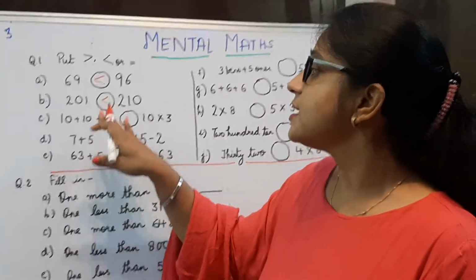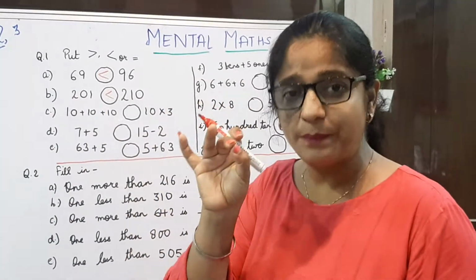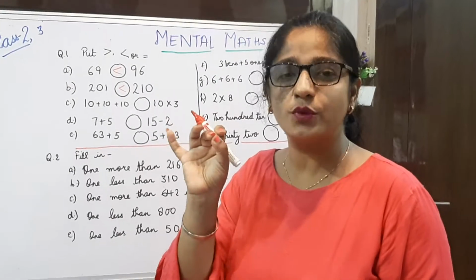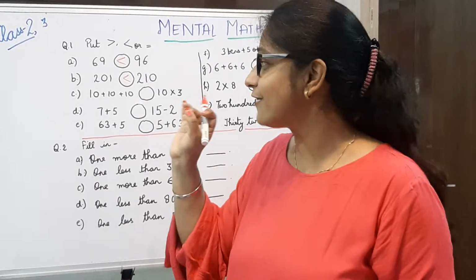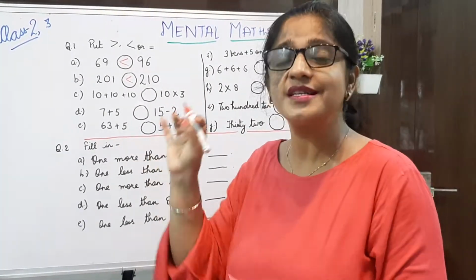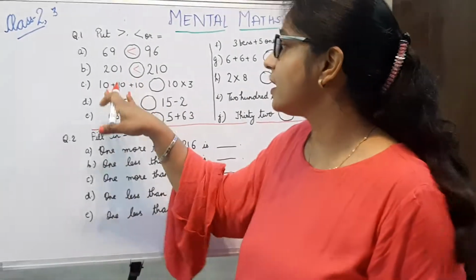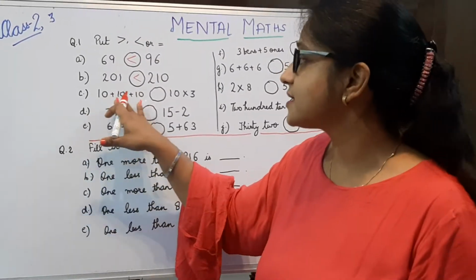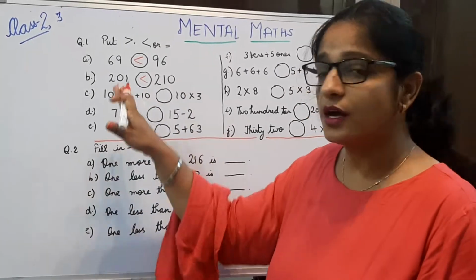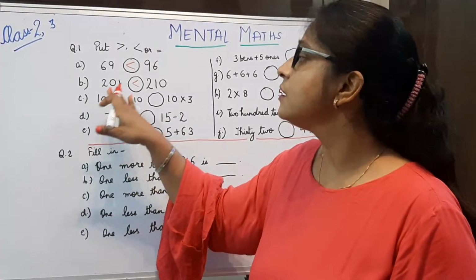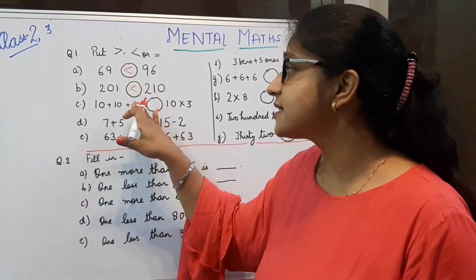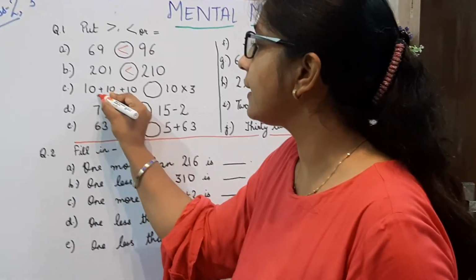In maths, always keep in mind to keep a rough notebook and a pencil with you, because we have to solve some problems in our rough notebooks. So here we need to solve 10 plus 10 plus 10. There are 3 tens on the left hand side. That makes 10 plus 10 is 20, plus 10 is 30. That means here you get 30.